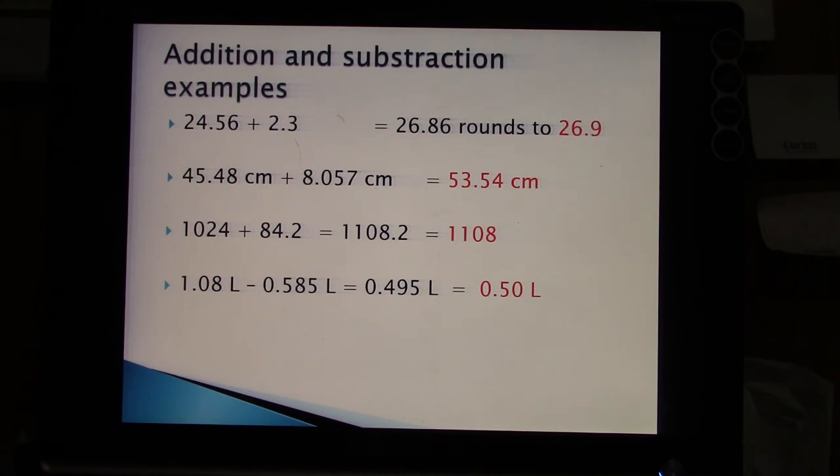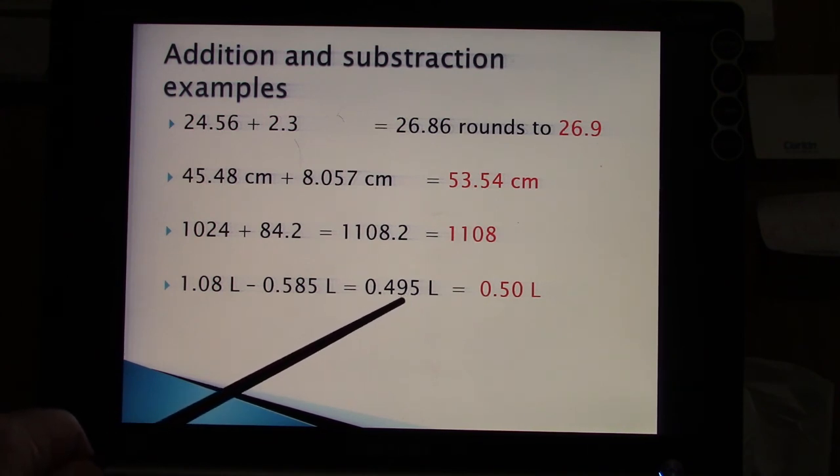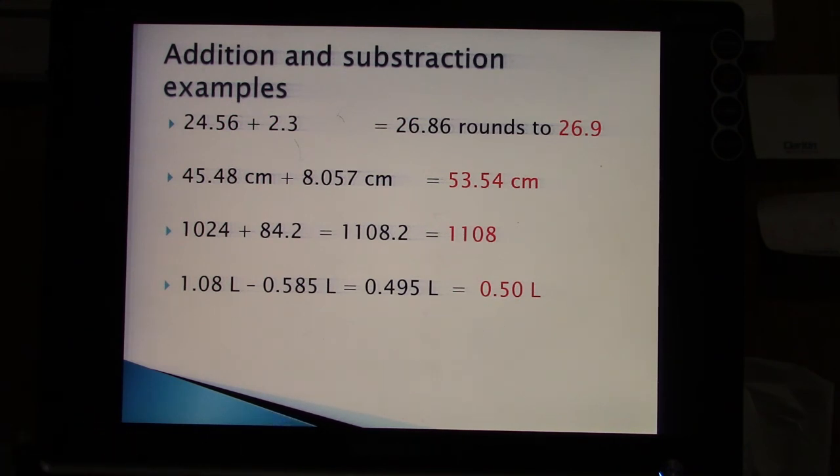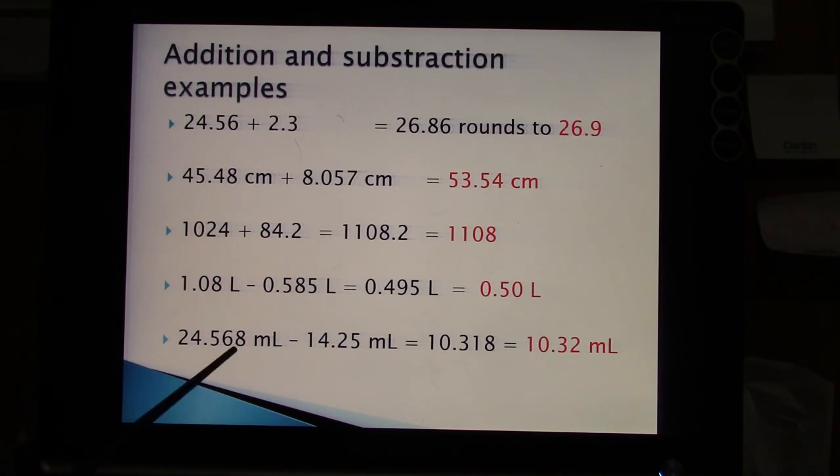Okay, so 1.08 minus 0.585, so 1.08 has 2 decimals. Again, write the unrounded answer and then round it off. So 9 is odd, 5 is exact, so you round it up, 5.50 liters. Try this one. This has 3 decimals, that has 2, so the final answer should have 2. Again, do it on your calculator and then round it off at the end, because if you get it wrong, at least you get partial credit for getting the right answer, hopefully.